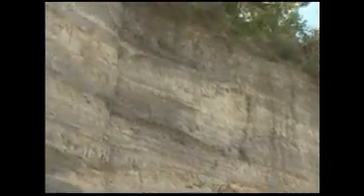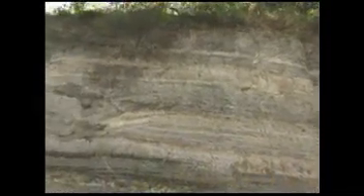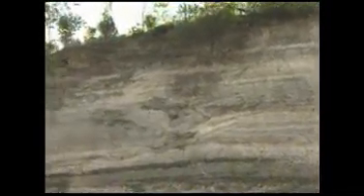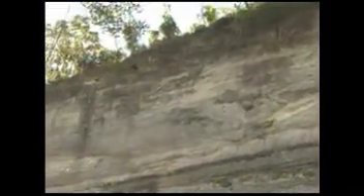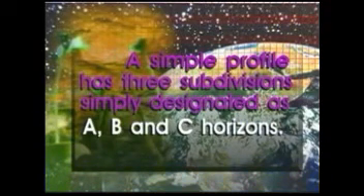When a vertical section is made through soil, it shows a series of layers or zones, each recognizably different from the one above. These zones are called soil horizons, and the successive vertical layers constitute the soil profile. A simple profile has three subdivisions, simply designated as A, B, and C horizons.